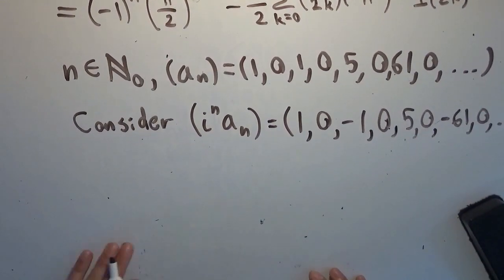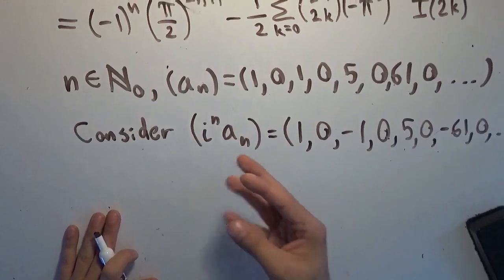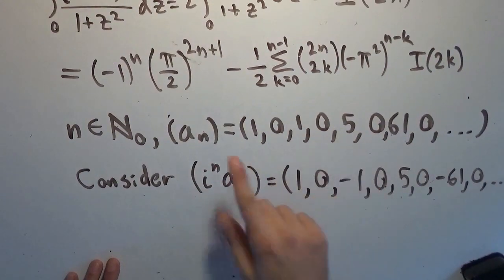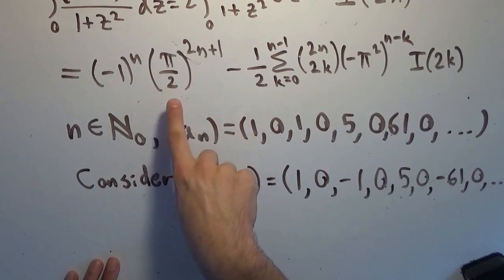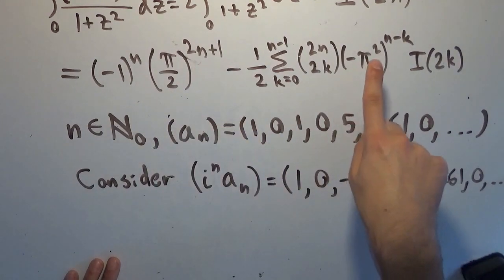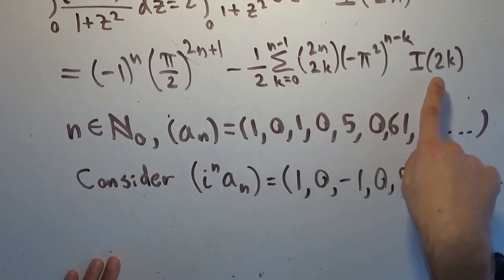Now this is the part where it gets a little less rigorous, because what I've done here is I've sort of assumed that there's always going to be powers of pi over 2, but I think you can tell from this that that's definitely going to be the case, because we've got pi squared to some power here. This is going to give pi over 2 when you first plug in I of 0.